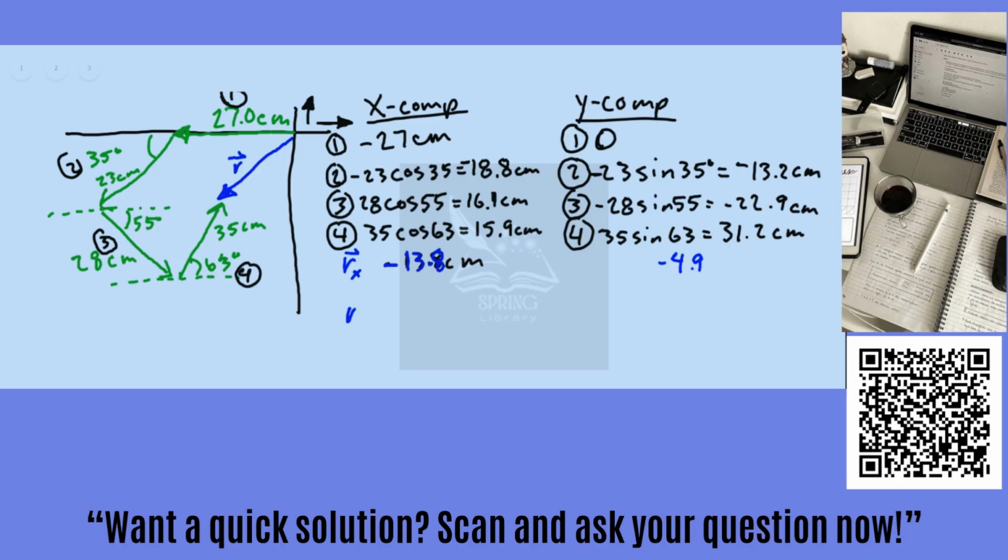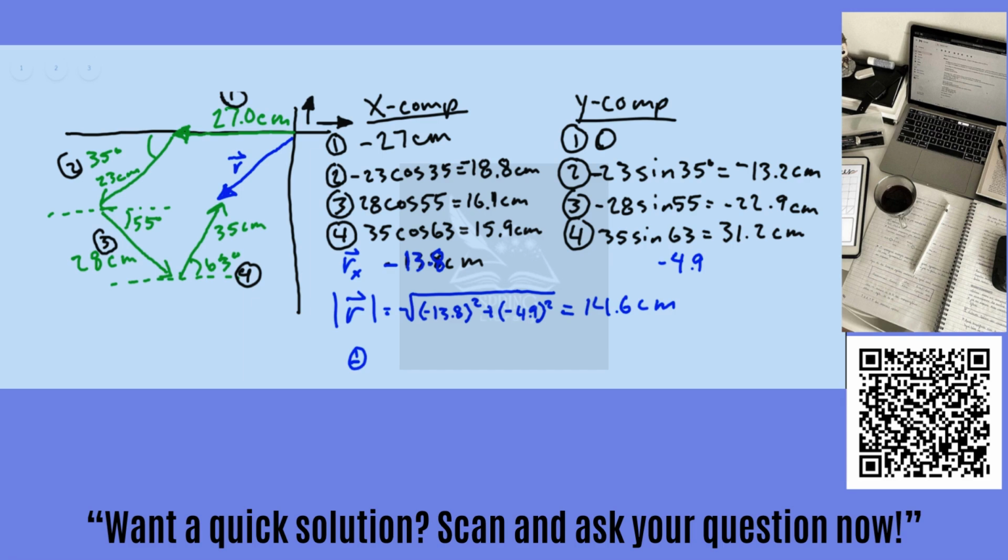We want to find the magnitude of vector r. So that is going to be the square root of negative 13.8 squared plus the y component squared. Really, it doesn't matter if I write the minus sign there because once you square it, it goes away. I'll write it anyway, just so you know where it comes from. The magnitude of the vector r is going to be about 14.6 centimeters.